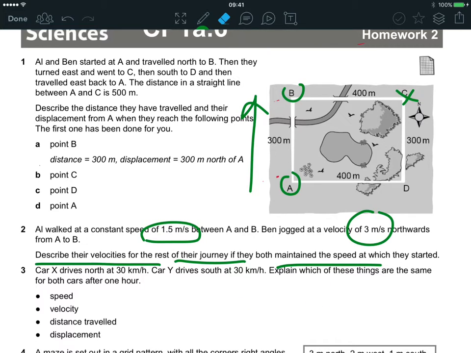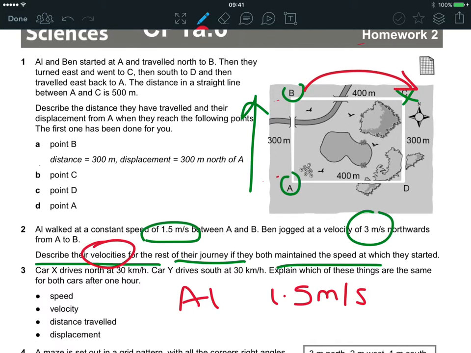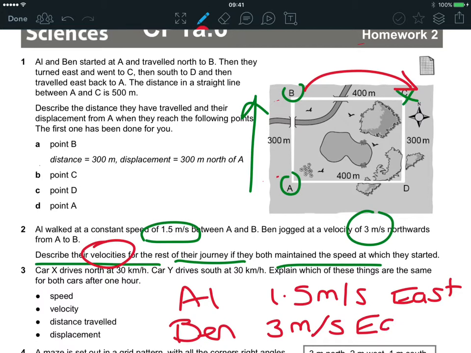Okay, so let's start. We've done A to B, or that's been done for us. So we need B to C. So for Al, he is travelling at 1.5 metres per second, but they're after a velocity, of course, so we have to give a direction. It's going to be east. And then Ben is going to be 3 metres per second, and that is also going to be east. So really all we're doing is adding this component in for direction.